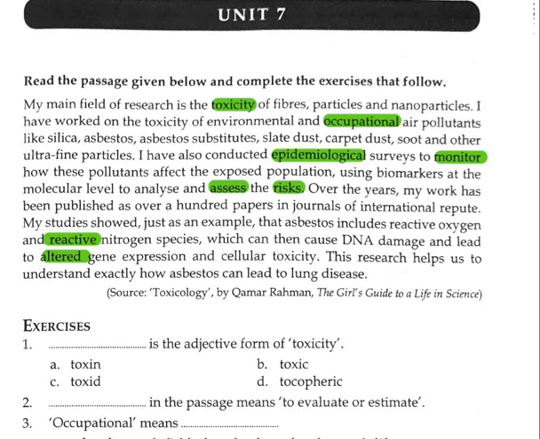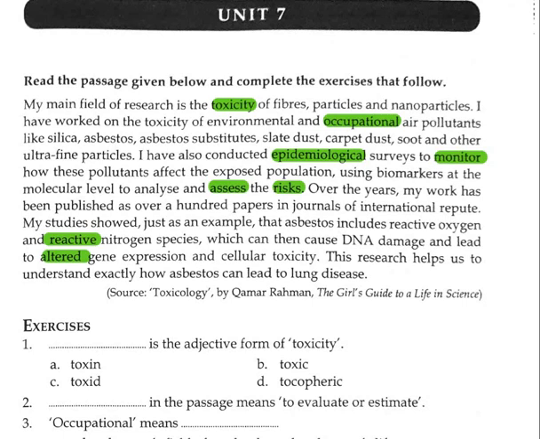Now the first question that is there in the exercise is, dash is the adjective form of toxicity. The adjective form of toxicity is toxic. It is not toxin. Toxin is the name given to chemicals that are harmful to humans as well as animals, whereas toxic is the adjective form of toxicity.